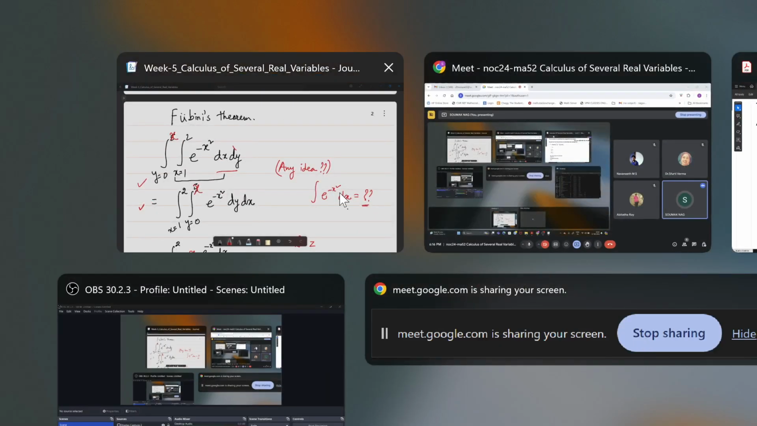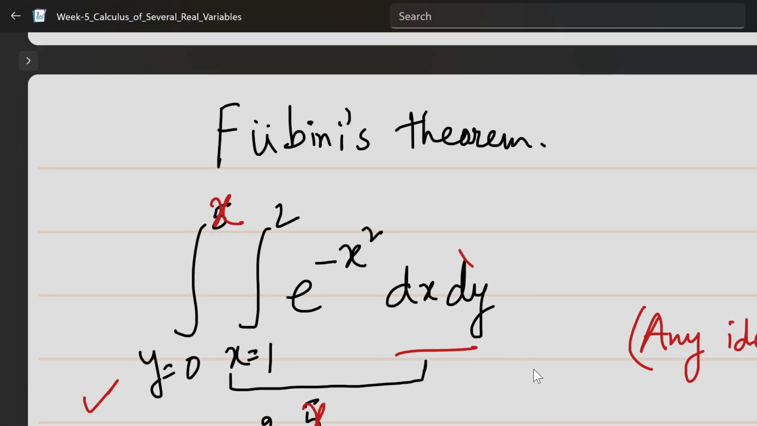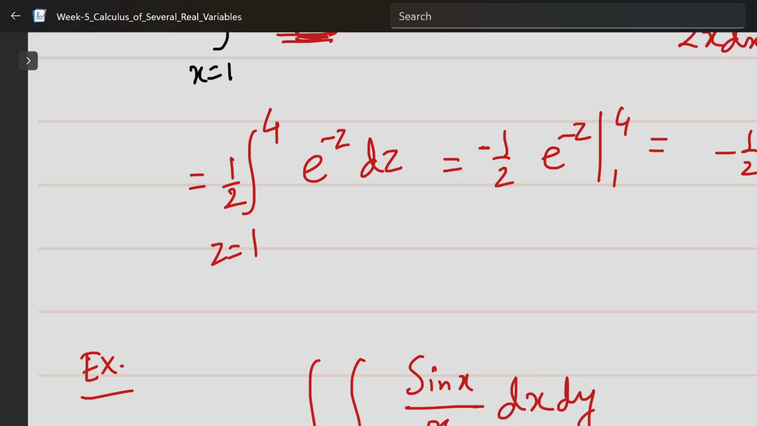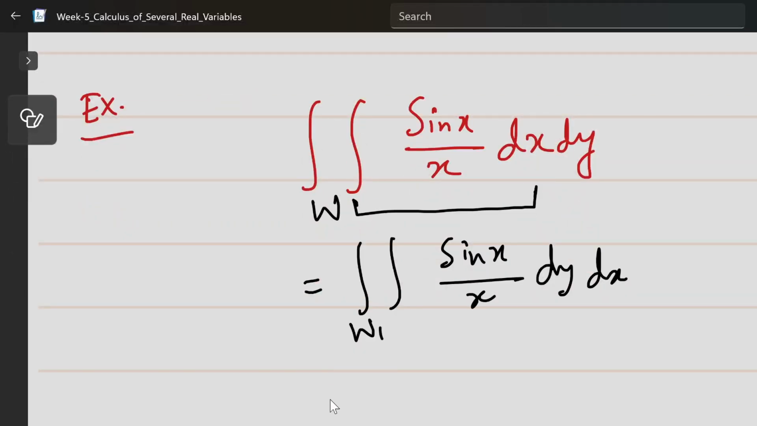Similarly, some other example I can also give you. Yes, 1 minute. Another example is, suppose integral of sine x by x dx dy. This integral also cannot be solved directly as a function of x. So what you will do if you want to change the order of integration is change this region w to some w1. So you will get dy dx, right? I am not writing what w and w1 are. In my problem, I will directly solve.